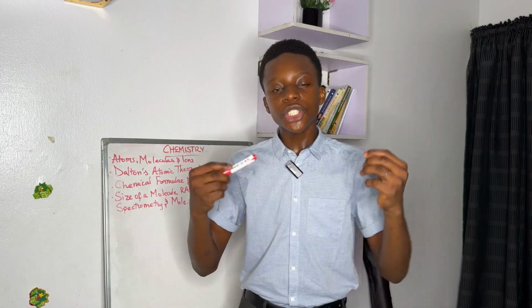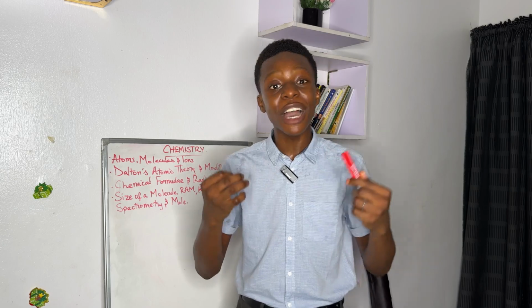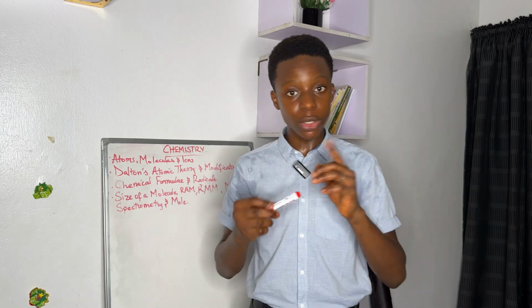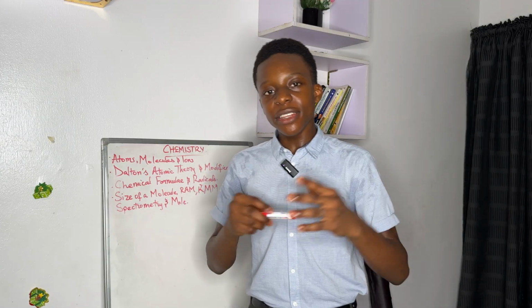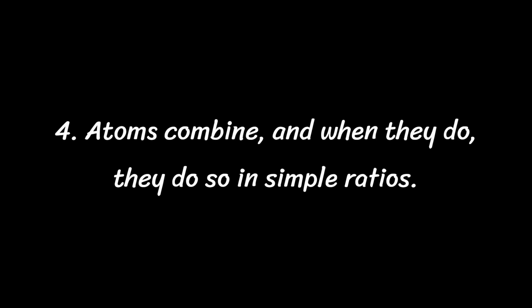Number 1, John Dalton said that an atom is the smallest indivisible particle of matter. It means it's the smallest building block of matter, and this means it cannot be divided into any smaller units. That was his first theory. His second theory says that atoms can neither be created nor destroyed. Then his third theory says that atoms of the same element are identical in every aspect, and they differ from other elements. Number 4, he said that atoms combine, and when they combine, they do so in simple ratios.